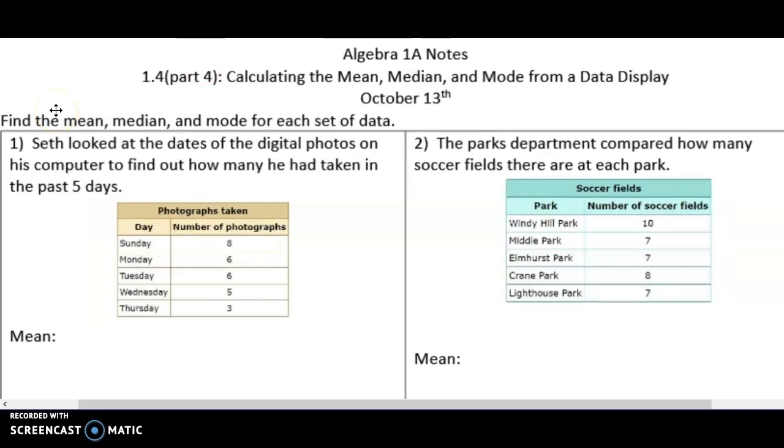Algebra 1A 1.4 Part 4. Find the mean, median, and mode for each set of data. Let's look at the first one here.